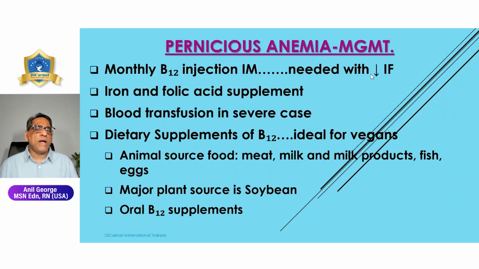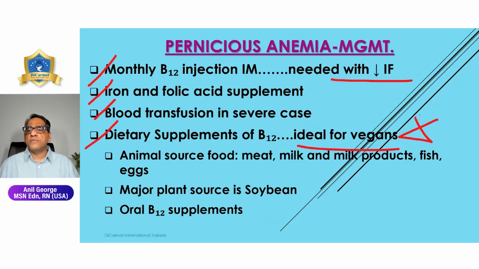Now, looking into management of pernicious anemia, they get monthly B12 injections, as we heard. If they have IF deficiency, again, as in patients with a gastrectomy, they're lacking the IF. They are the ones who need a lifelong monthly B12 injection, iron and folic acid supplements, blood transfusion in severe cases, and dietary supplements of B12, which is ideal for vegans. Again, vegans who are not taking B12-rich food don't have to go for injection. That's not necessary. They can take oral supplements, which are available.